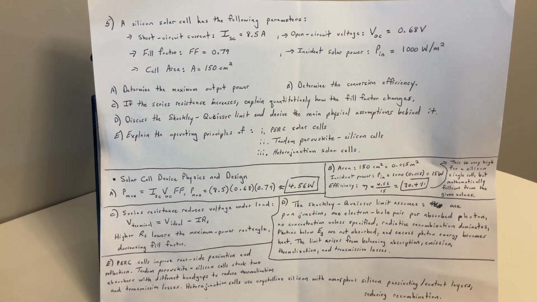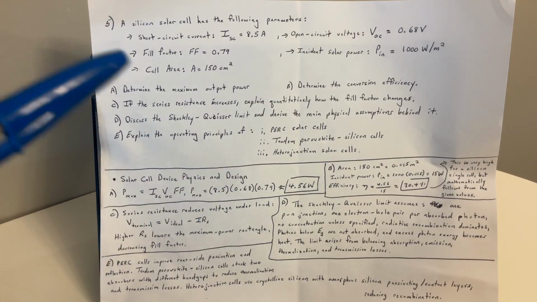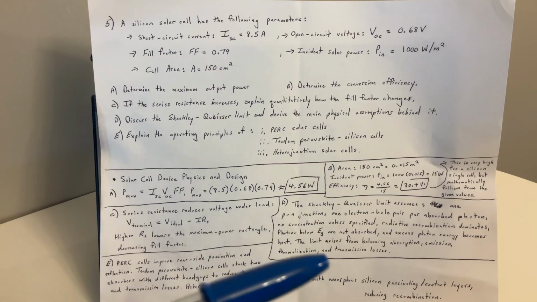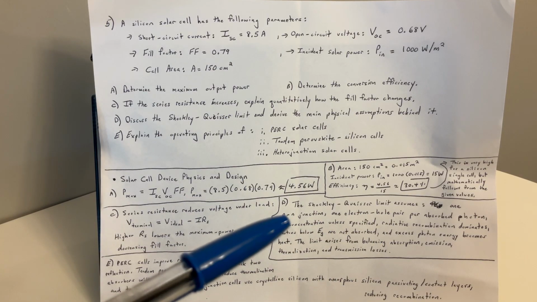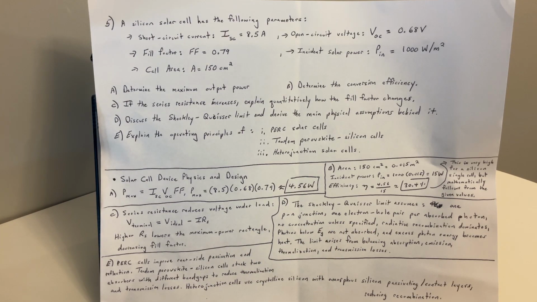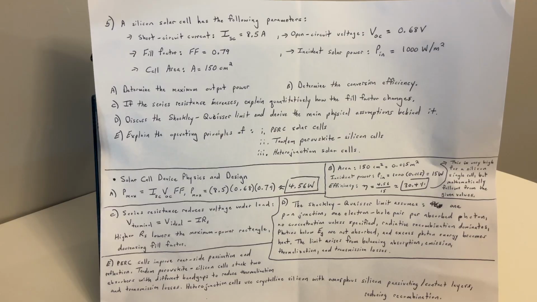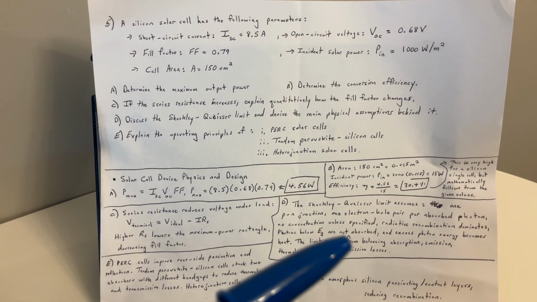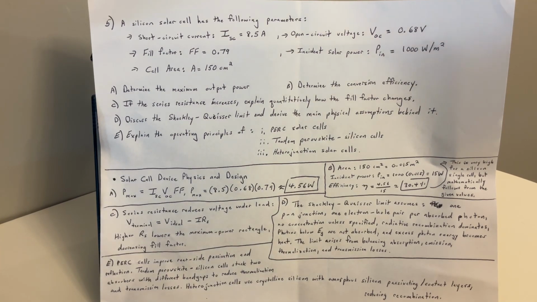Discuss the Shockley-Queisser limit and the main physical assumptions behind it. Okay, so we're just going to talk about it. The Shockley-Queisser limit assumes one P/N junction, one electron-hole pair per absorbed photon, and no concentration unless specified. Radiative recombination dominates. Photons below E sub G are not absorbed, and excess photon energy becomes heat. The limit arises from balancing absorption, emission, thermalization, and transmission losses.